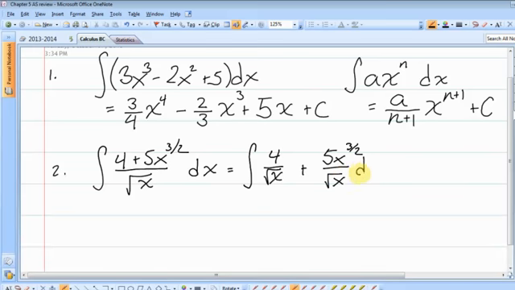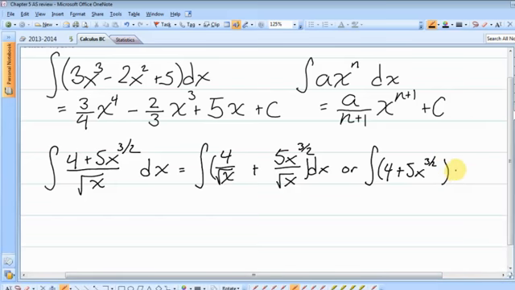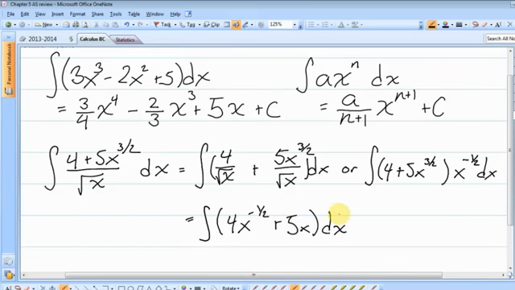She does. Didn't she tell us to not use negative? Yeah, in the final form, she didn't say anything about working it out. Or you could do this one, like we were saying, 4 plus 5x to the 3 halves multiplied by x to the negative 1 half dx. Those are actually equivalent to each other. All 3 of these are equivalent. It comes out to the same thing.